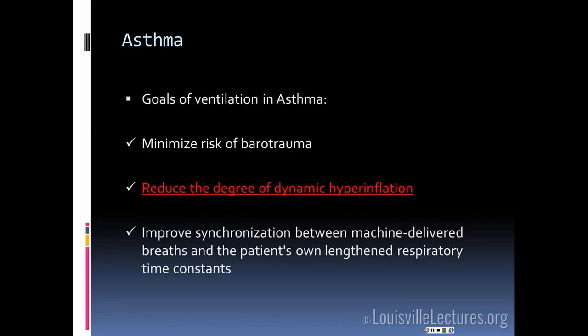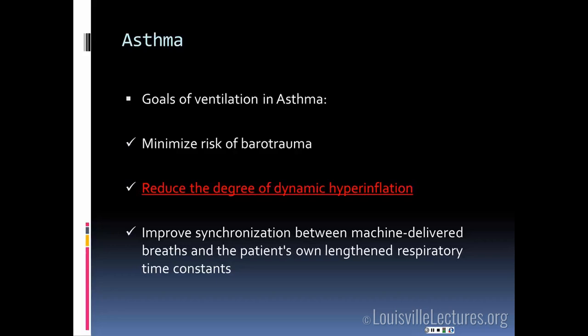So when you ventilate a patient for asthma, the primary goal should be to reduce dynamic hyperinflation. And a common mistake we see, in the ER or sometimes in the ICU, is that you get a patient with obstructive lung disease who's being ventilated, and the first thing that comes to the physician's mind is to correct the acidosis. And that should not be your primary objective when you are ventilating a patient with asthma. The primary objective is to reduce the degree of dynamic hyperinflation.